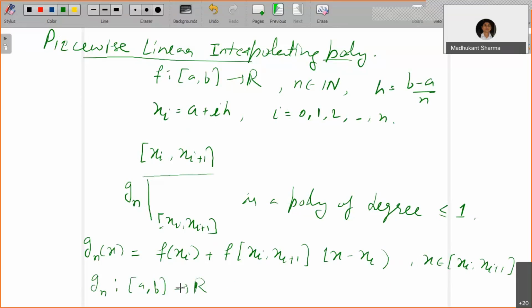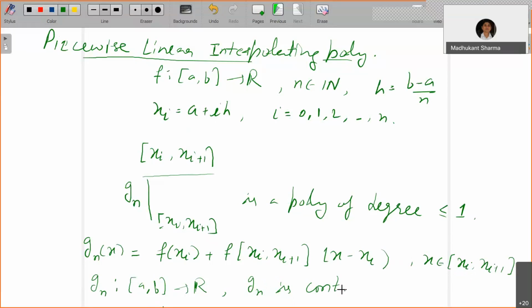So [a, b] is subdivided into n equal sub-intervals, and on each sub-interval gn is a polynomial of degree less than or equal to 1. We define gn again using Newton's interpolating polynomial with f of xi and the two points xi and xi plus 1. What we require is that gn is continuous, and taking these interpolation points, the continuity is preserved, as we have just seen. So this is the piecewise linear interpolating polynomial.